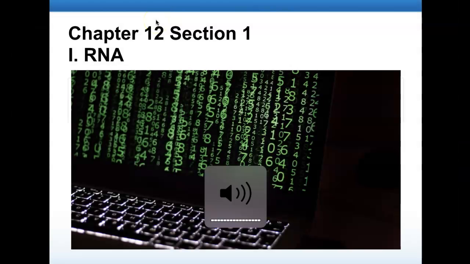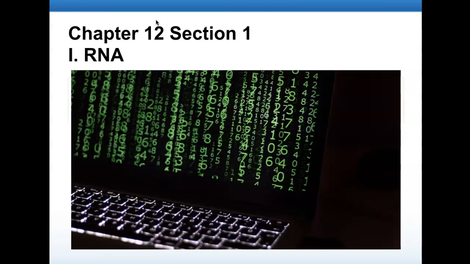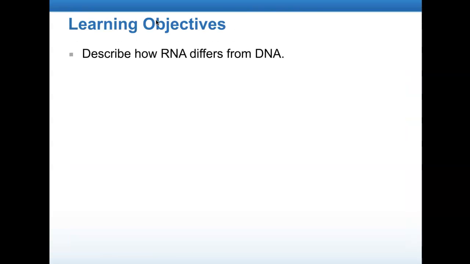Chapter 12, Section 1, RNA. Learning objectives. Describe how RNA differs from DNA. Explain how the cell makes RNA.